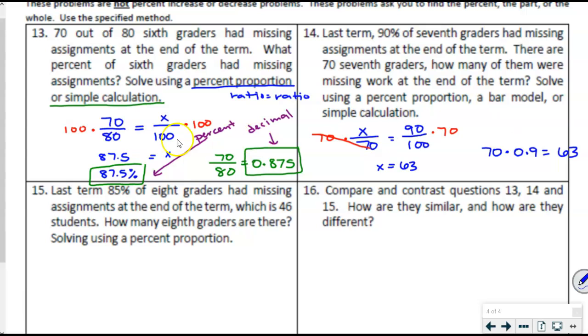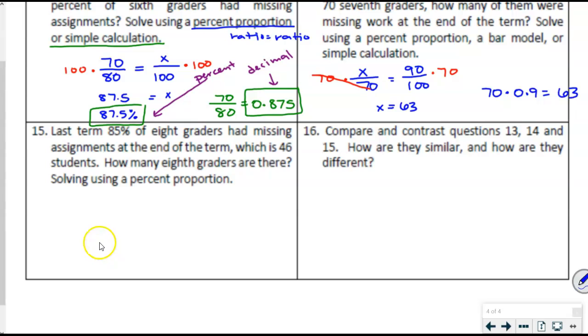Okay, let's finish up number 15. Last term, 85% of 8th graders, that should say 8th graders, I will fix that in future versions, had missing assignments at the end of the term, which is 46 students. How many 8th graders are there? Again, all of these are true statements.